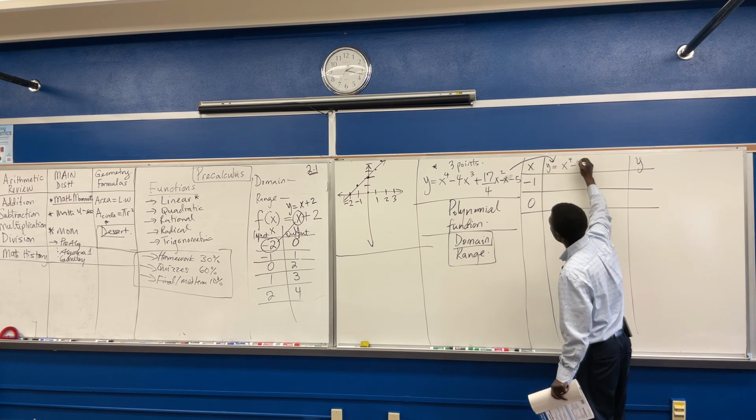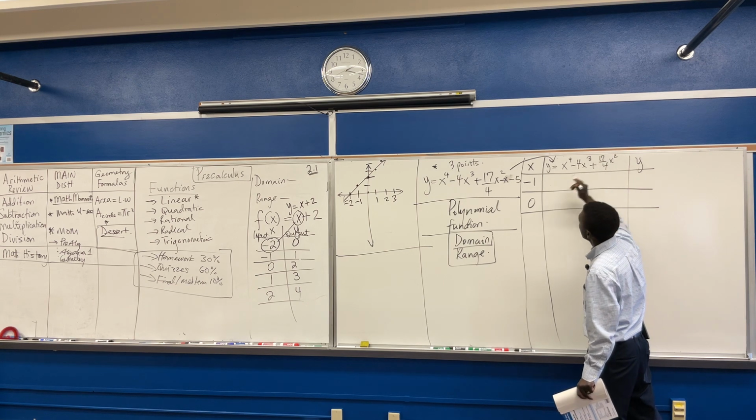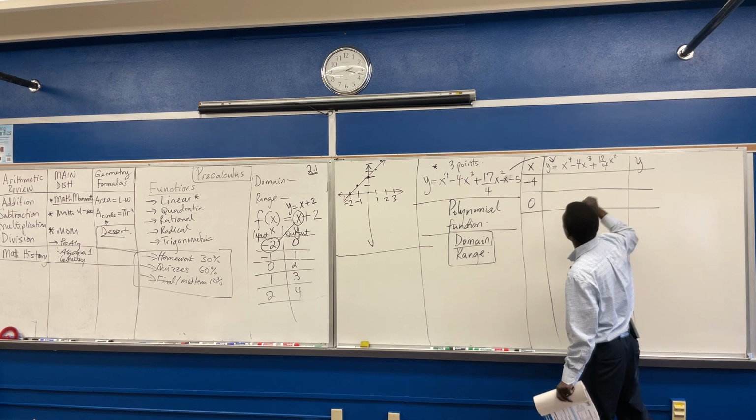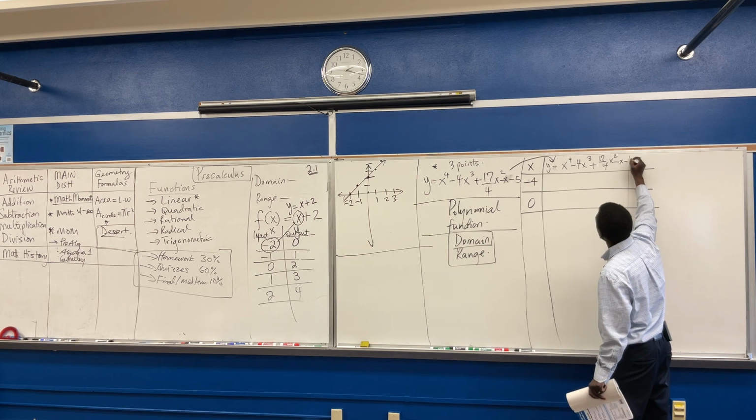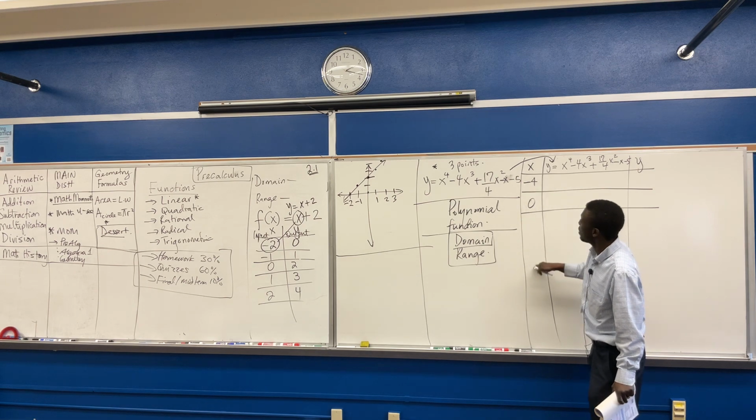X to the 4th minus 4x cubed plus 17 over 4x squared. And actually, if you guys don't mind, I'm going to use -4. That's going to be better. Minus x minus 5. You could choose anything here. Everybody get that? You could choose any value here.